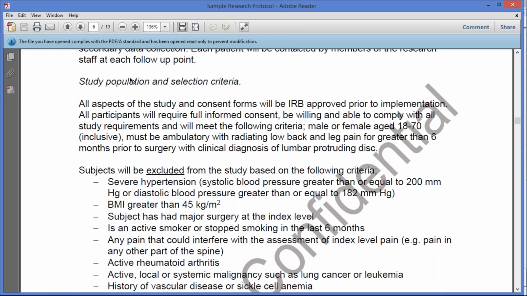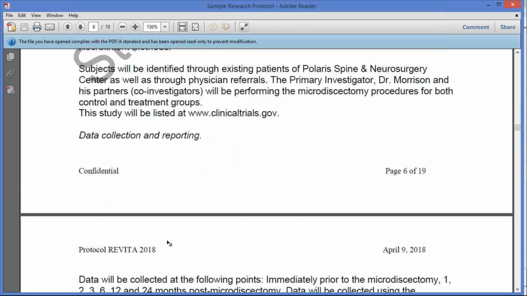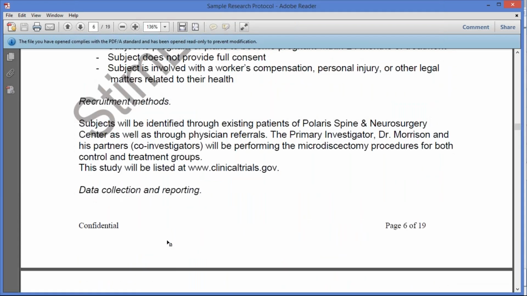Okay, so inclusion and exclusion criteria are explained here. What about recruitment methods? How are the people recruited? Subjects will be identified through the existing patients of Polaris Spine and Neurosurgery centers. Primary investigator and co-investigators will be performing the surgery for both control and treatment groups. All the studies generally will be listed on clinicaltrial.gov.